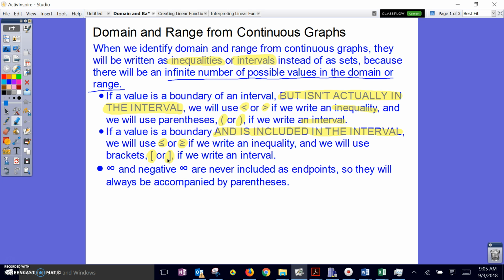And one other point, sometimes we have graphs that continue on all the way to the left or all the way to the right. These graphs go to either infinity or negative infinity. Those are never included as endpoints, so they will always be parentheses when they're in interval notation, or strictly greater than, strictly less than signs if we're writing them as inequalities. All right, let's look at a few examples.